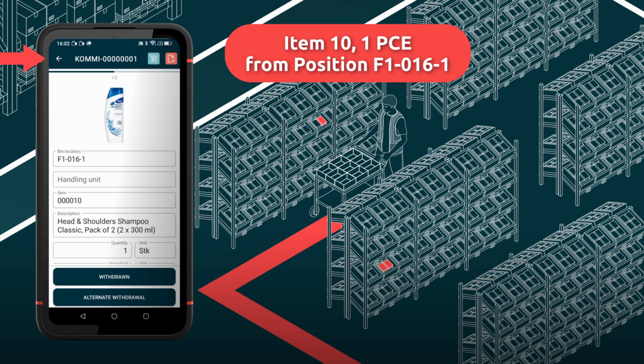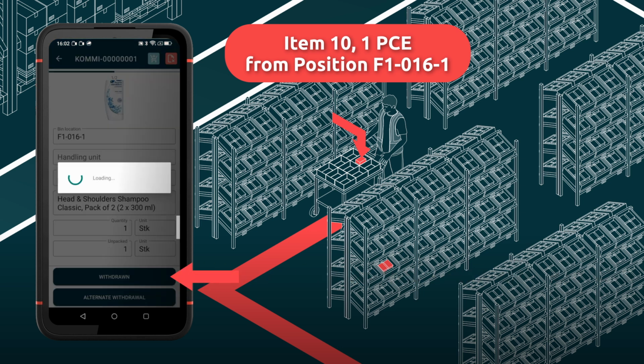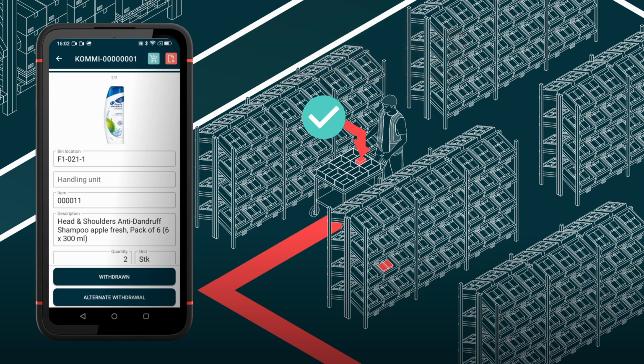The header displays the pick list ID, the total number of pick positions in the list, and the number of the currently displayed pick position. Underneath the header, detailed information about the item is displayed, including the quantity. The picker picks one piece out of the bin and places it in his picking cart bin. Tap on Withdrawn to confirm that one piece has been taken out of the location and placed in the bin.